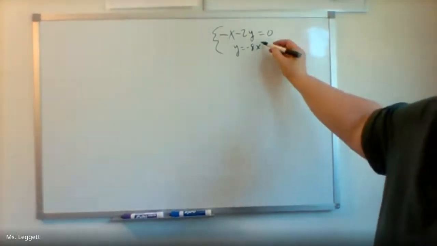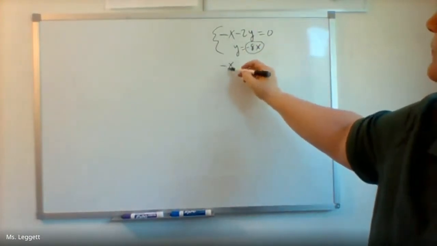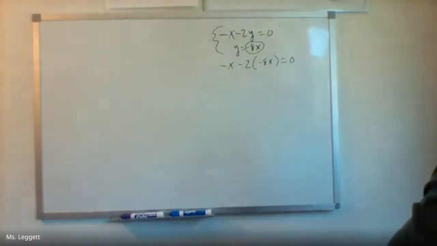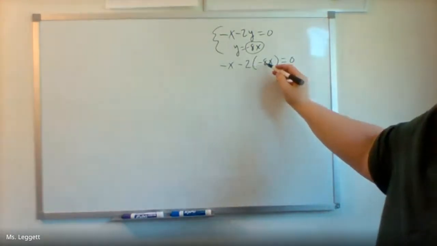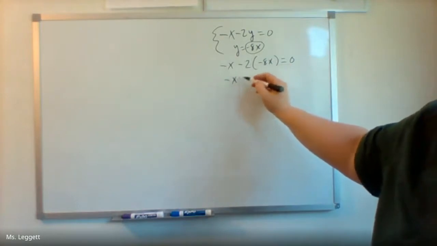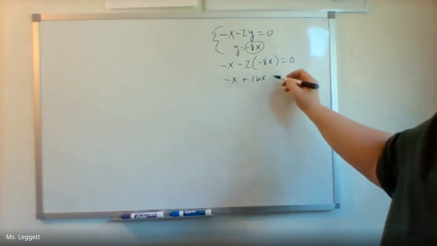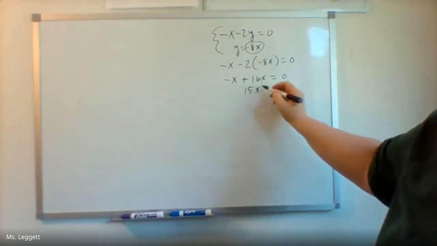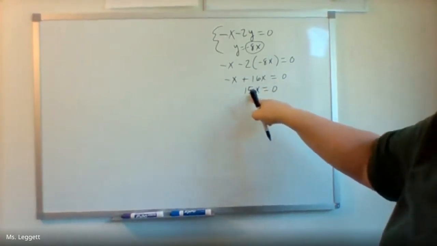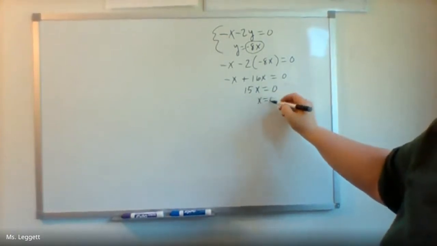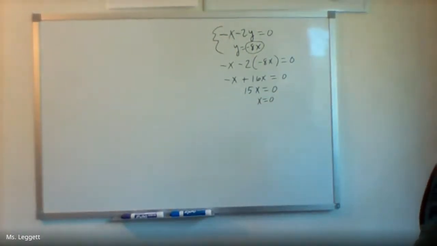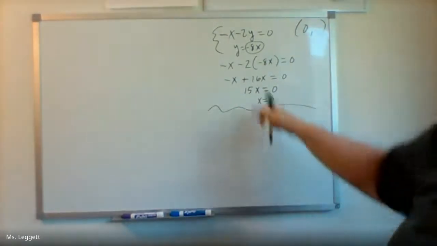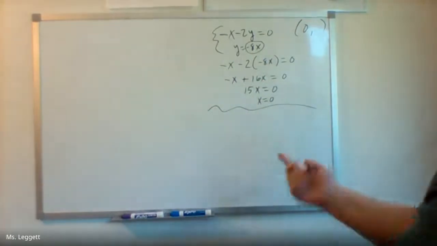Okay, let's replace it. Multiply negative 2 by negative 8. That's a positive 16x, of course. 16 minus 1 is actually 15. Anything times 0 is 0, so actually x is just 0. Let's find our point. Okay, negative 8 times 0 is just going to be 0.